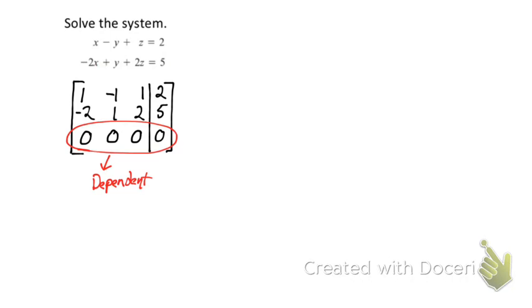Another method to do this, I would do it this way. So like I said, I would write notes down saying 3 variables equals 3 equations. That's why we can do this. Or you may have set up your equation like this. You may have set your equation up as 1, -1, 1, 2, and -2, 1, 2, and 5.